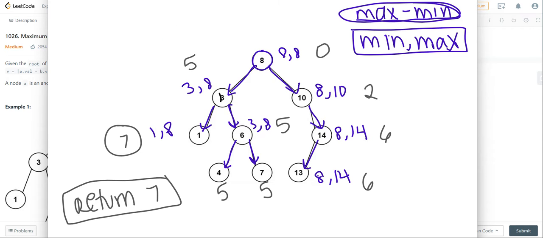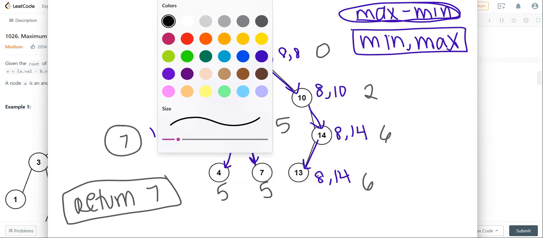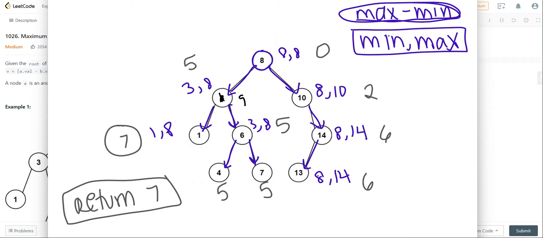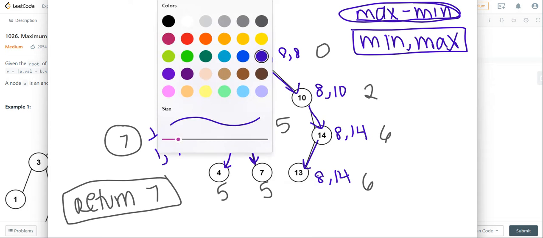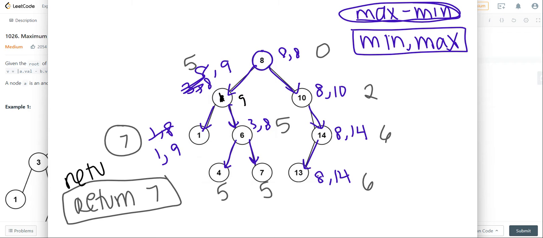Another example is that if this node wasn't 3, but for example it was 9, then in this scenario, it would still be 8 comma 9. And then if you go down here, it would be replaced with 1 comma 9, and then you would return 8 in this scenario. It still works because these two values are a child of this ancestor.